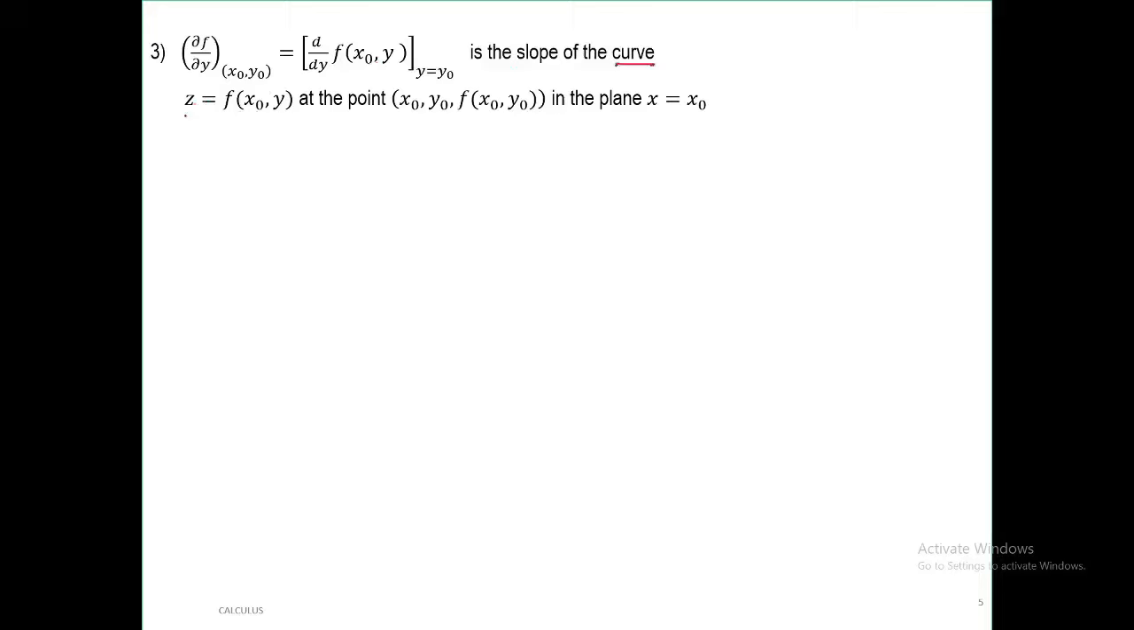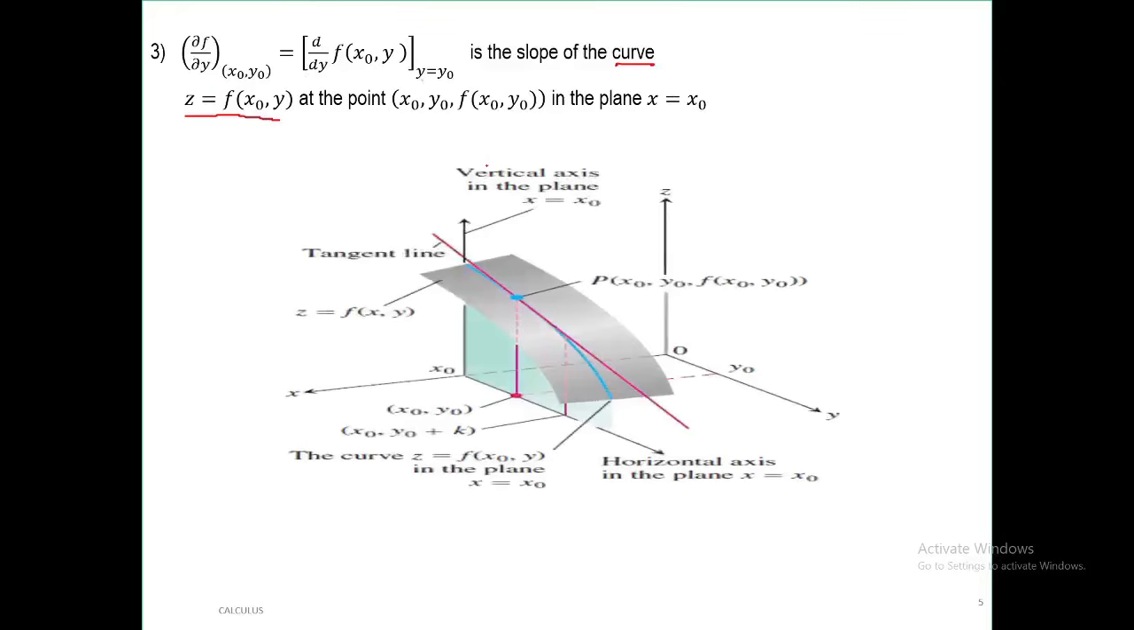The curve z is equal to f of x naught comma y, at the point x naught, y naught and f of x naught, y naught, in the plane x is equal to x naught. This is in the direction y. Now look at it geometrically.